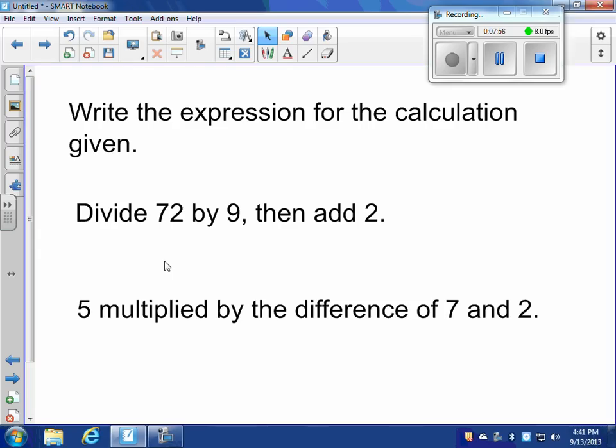Next, we'll write the expression for the calculation that's given. So here you're just writing out the numerical expression. Go ahead and write out these two expressions, press pause, and then press play when you're ready to move on.